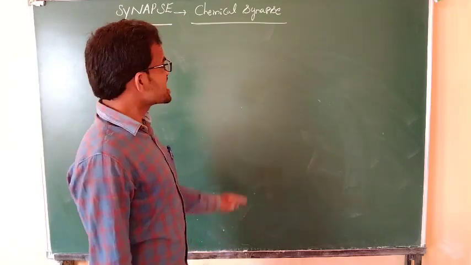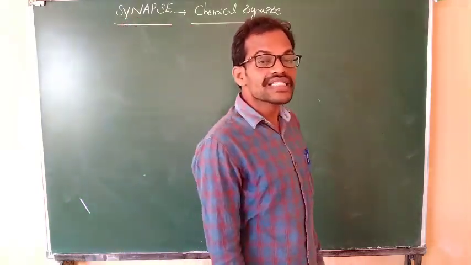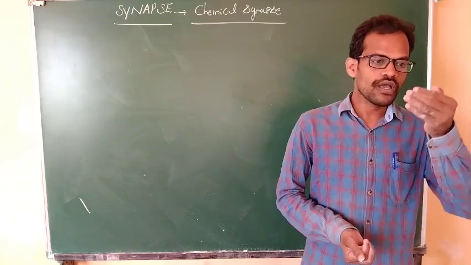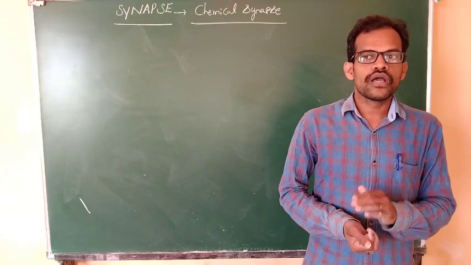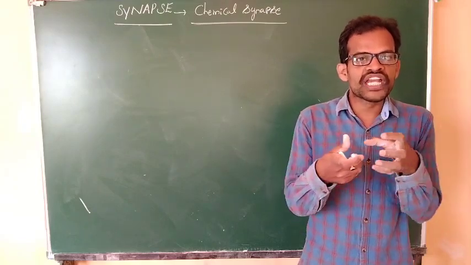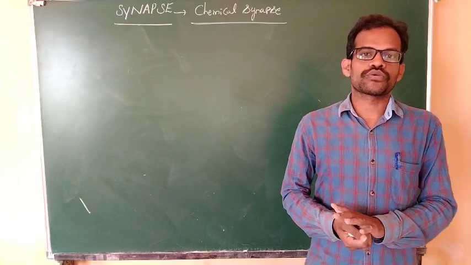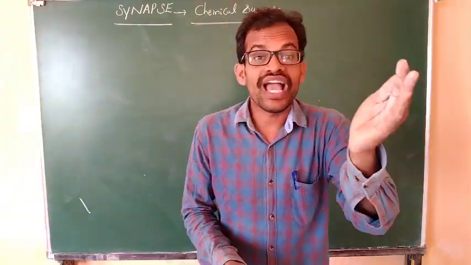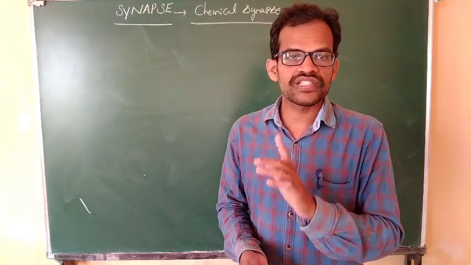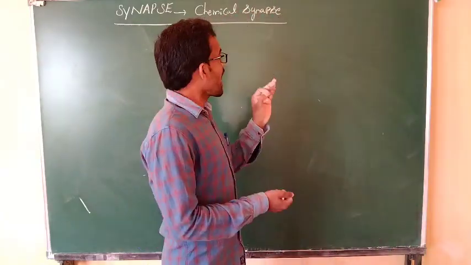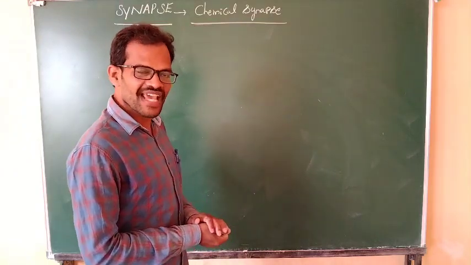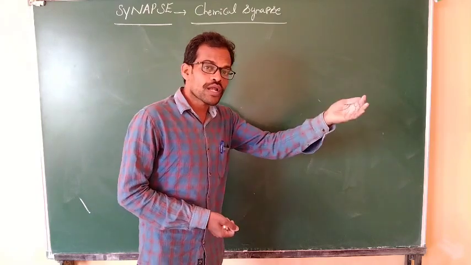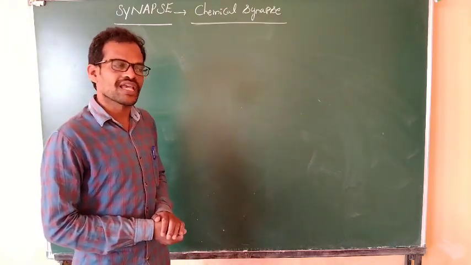Synapse means junction. Chemical means the chemicals are responsible for communication. They will send a message from one neuron to the other neurons. How are the neurons communicated from one neuron to the other? The main reason is with the help of chemicals. They will send messages and communicate from one neuron to the other neurons.